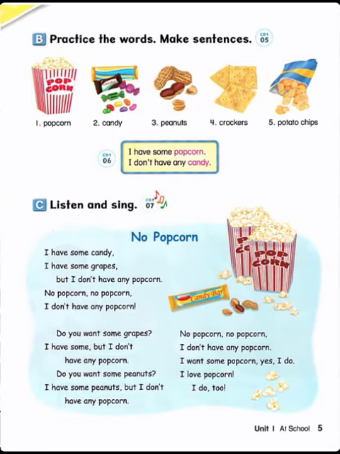Page 5. B. Practice the words. Number 1. Popcorn. Number 2. Candy. Number 3. Peanuts. Number 4. Crackers. Number 5. Potato chips.